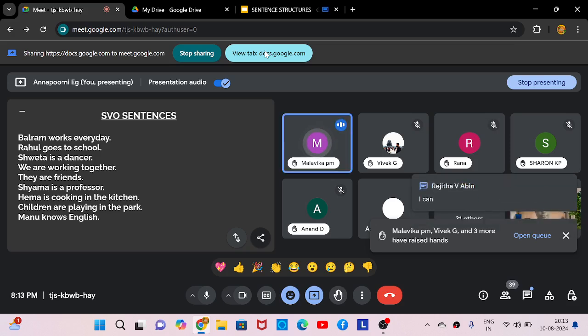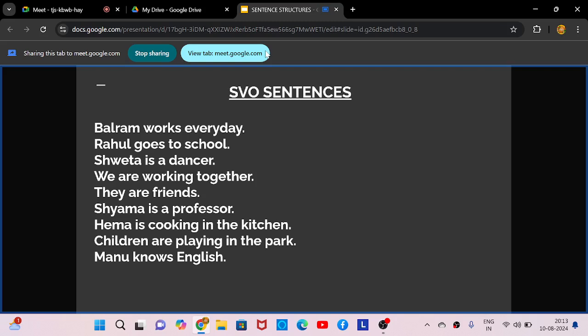Balram works every day. Rahul goes to school. Shweta is a dancer. We are working together. They are friends. Shyama is a professor. Hema is cooking in the kitchen. Children are playing in the park. Manu knows English.